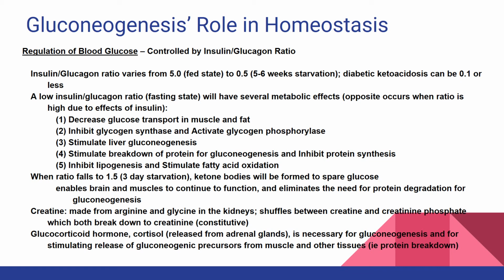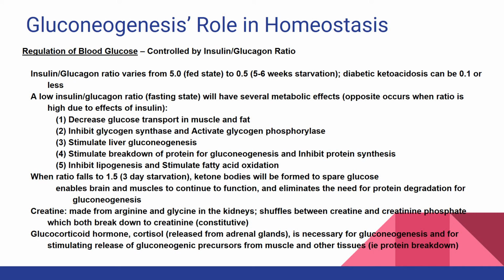Gluconeogenesis' role in homeostasis. Regulation of blood glucose is controlled by the insulin-glucagon ratio. Insulin-glucagon ratio varies from 5.0 to 0.5. Diabetic ketoacidosis can be from 0.1 or less. A low insulin-glucagon ratio will have several metabolic effects. First one could be decrease in glucose transport in muscle and fat. Number 2, inhibit glycogen synthase and activate glycogen phosphorylase. Number 3, stimulate liver gluconeogenesis.